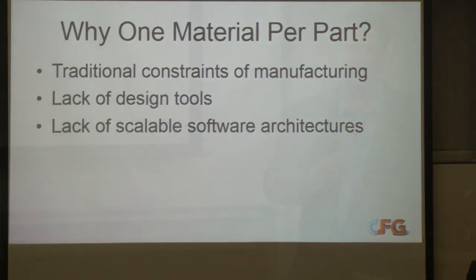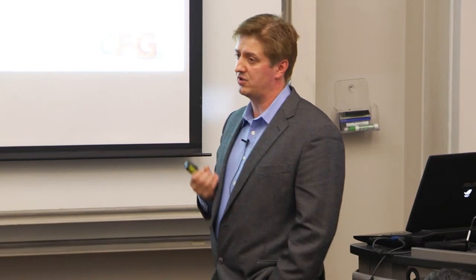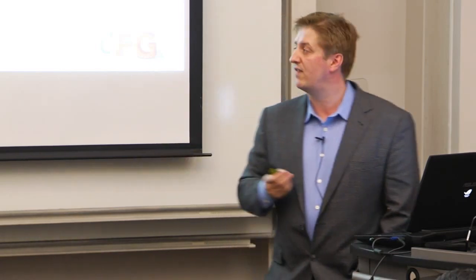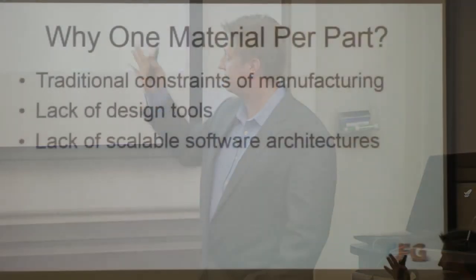The first reason comes from traditional constraints of manufacturing. Current designers still think in terms of designing parts with only one material. So we really have to start thinking about how we can design parts taking materials into account, with this very fine grain of control over materials. The second is that we do not have proper design tools at this point. Standard modeling packages, for example CAD packages like SolidWorks or AutoCAD, do not provide that kind of functionality. And finally, we do not have scalable software architectures that would take care of these constraints.